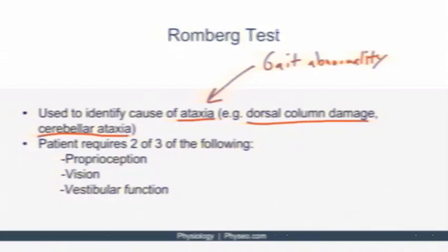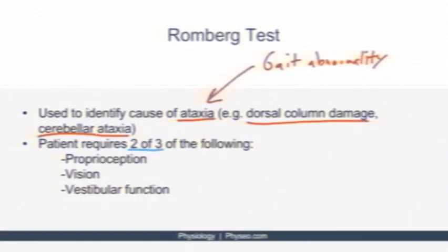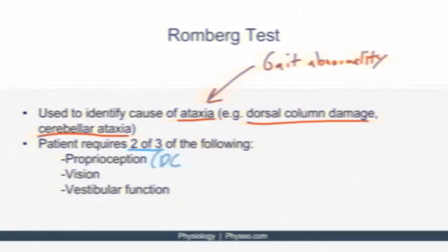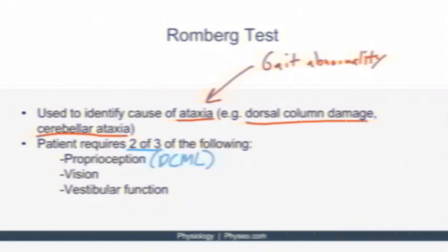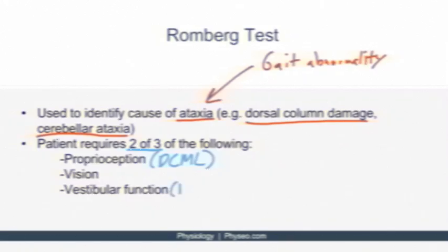So to understand the Romberg test, it's important to recognize that a patient requires 2 of the 3 following things in order to stand and have normal gait. They need proprioception. In other words, they need the dorsal column, medial lemniscus pathway fully intact. They need vision. They need to be able to see where they are. And they need vestibular function, which helps them balance.